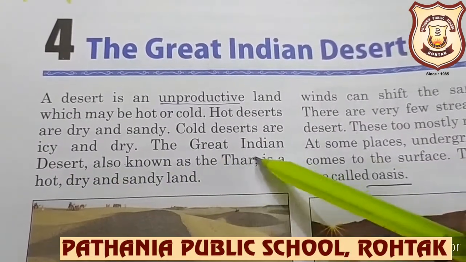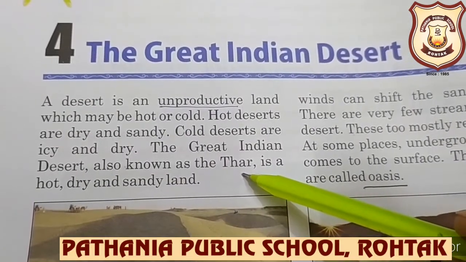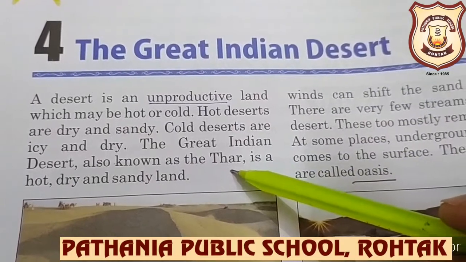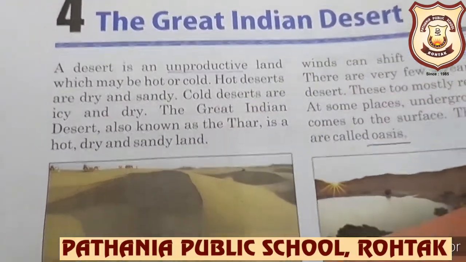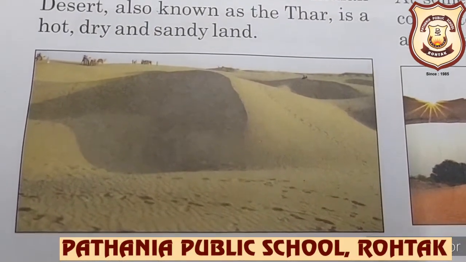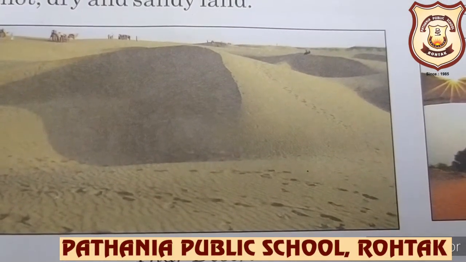The Great Indian Desert, also known as the Thar Desert. So what is the other name of Great Indian Desert? That is Thar Desert. It is a hot, dry and sandy land. You can see this pic. This is the pic of Thar Desert. It's a hot, dry and sandy land.